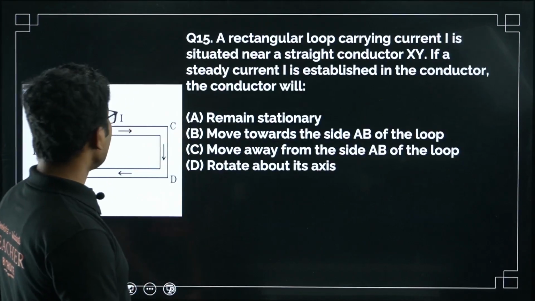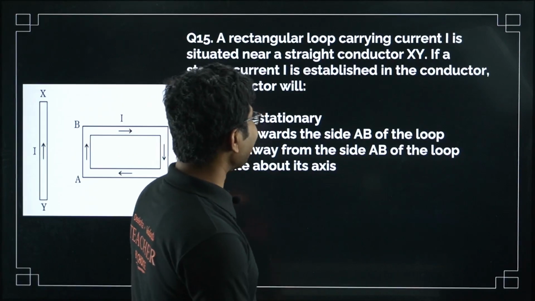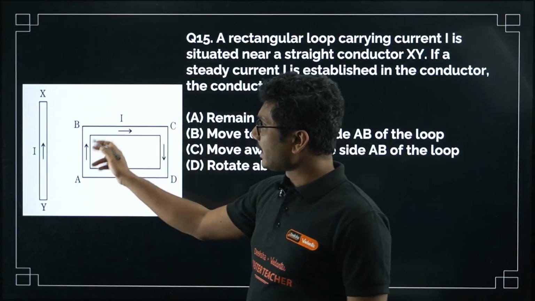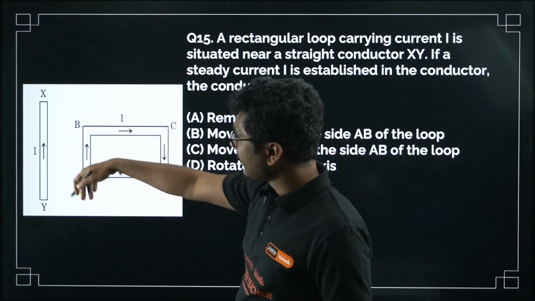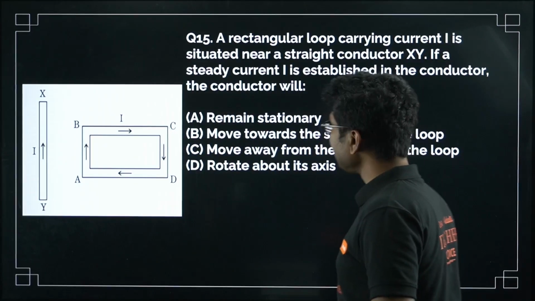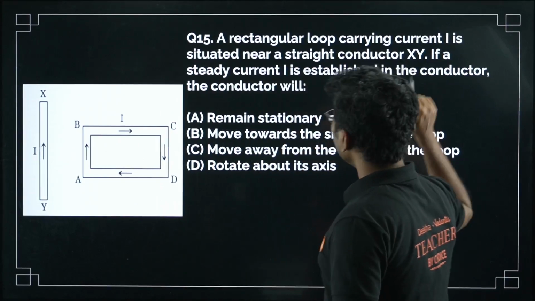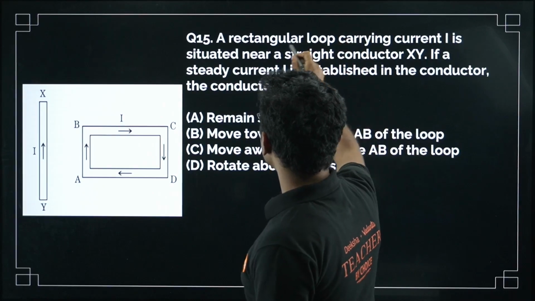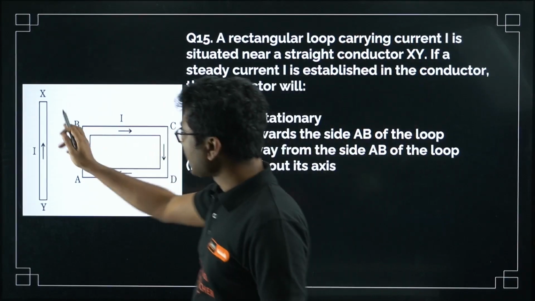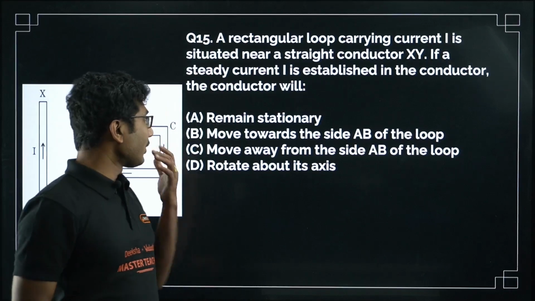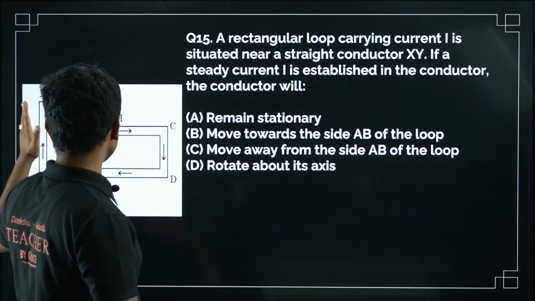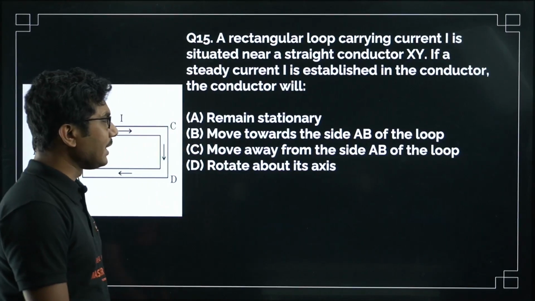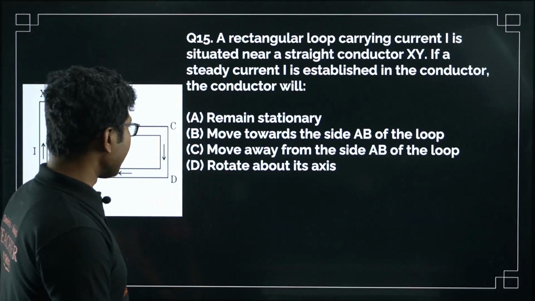Now let's move on to the next question. A rectangular loop carrying current I is situated near a straight conductor XY. If a steady current I is established in the conductor, will the loop remain stationary, move towards the side AB of the loop, or rotate about its axis? So a rectangular loop and a conductor are kept near to each other.